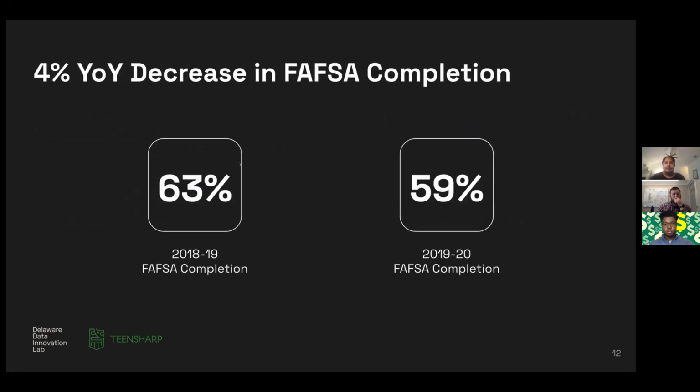So overall, the state of Delaware saw a 4% year-over-year decrease in FAFSA application rates. In the 2018 to 2019 school year, the overall FAFSA completion rate for the state of Delaware was 63%, meaning 63% of all of the seniors enrolled completed the FAFSA by September of the year that they graduated. Last year, the year that COVID hit, that number dropped 4 percentage points to 59%. So we are seeing that same issue that the country is experiencing in terms of a decrease in FAFSA application numbers.